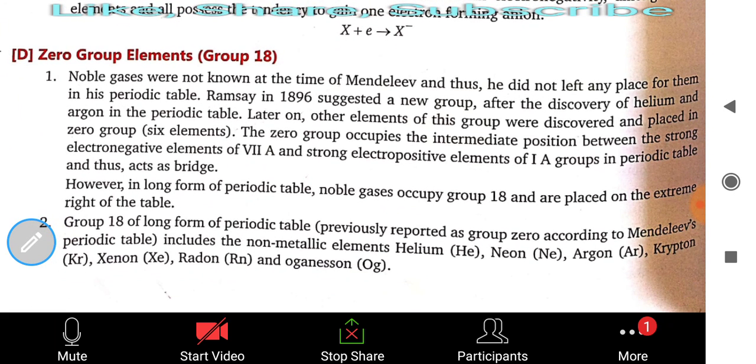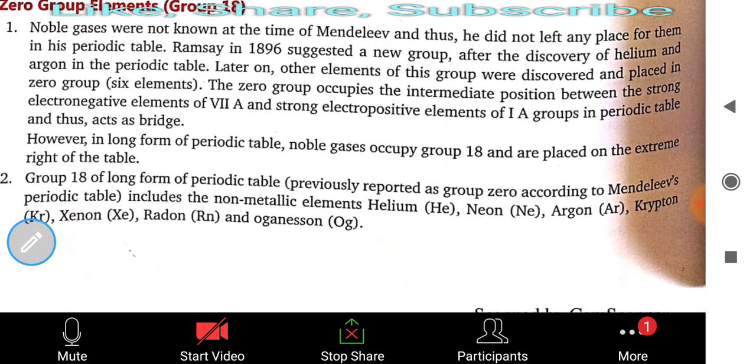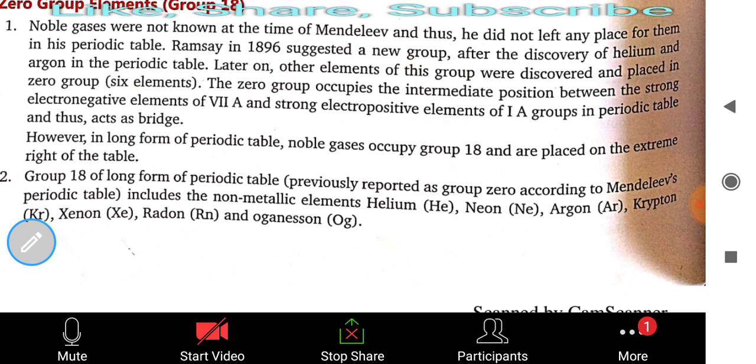Now we move to the zero group or group 18. As you know, in the zero group all the noble gases are put. Noble gases were not known at the time of Mendeleev, and thus he did not leave any place for them in his periodic table. Ramsay in 1896 suggested a new group after the discovery of helium and argon in the periodic table. Later on, other elements of this group were discovered and placed in the zero group, six elements.